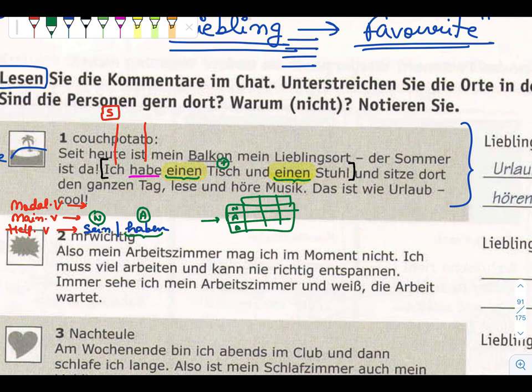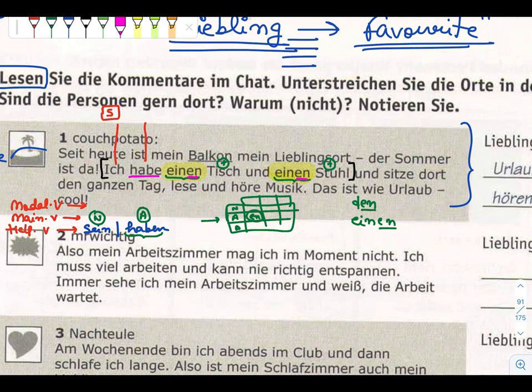Tisch takes masculine. Stuhl takes masculine. So, if you check your accusative table, here we just put en. In the bestimmt article also we put den. And in unbestimmt also we put einen. We just put en. So, accusative of masculine, en. So, that's why here it is en. Here also it is en.